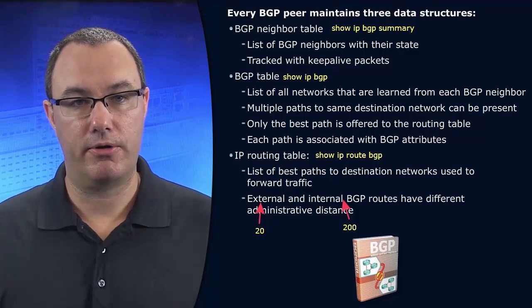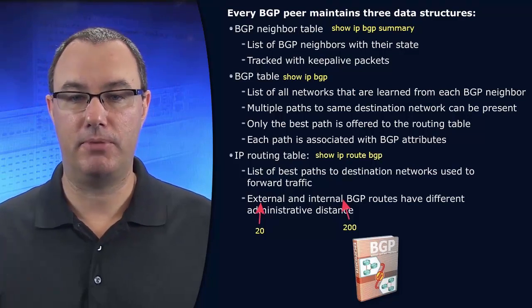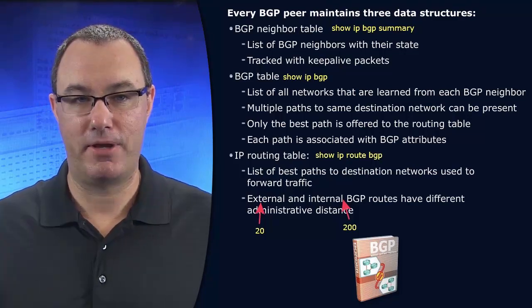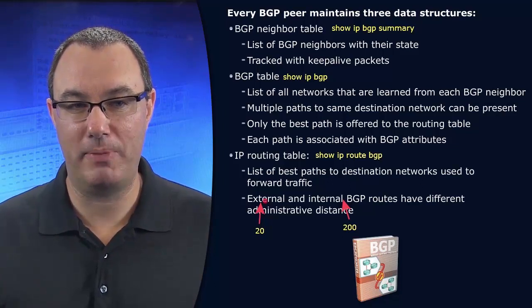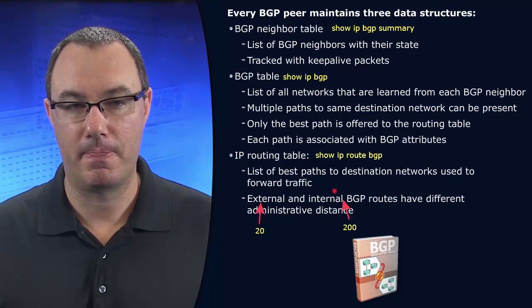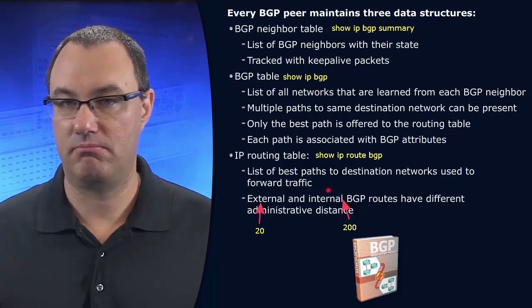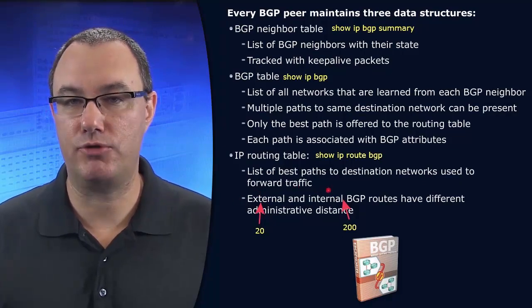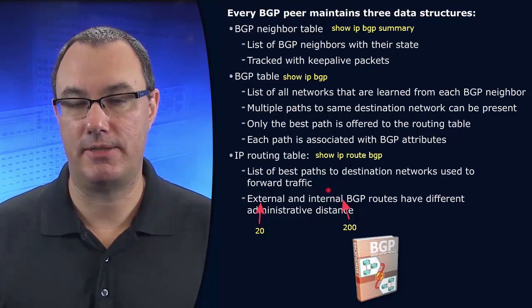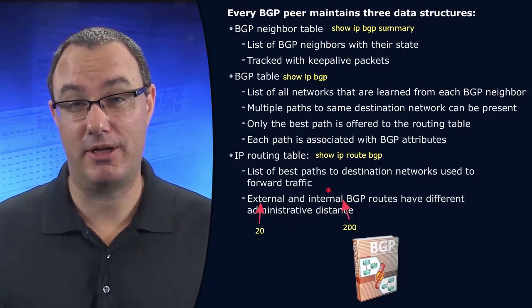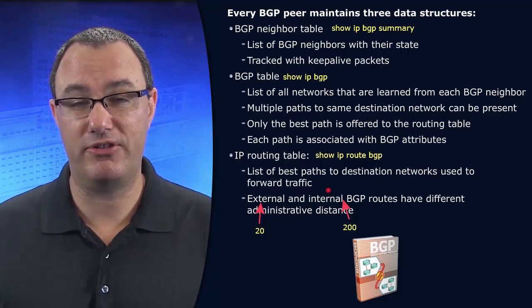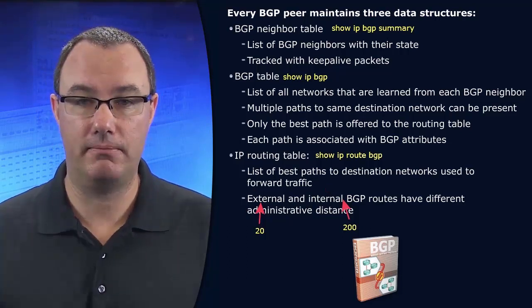So there are a lot of similarities between all routing protocols, but we see some big differences right here in terms of the fact that BGP keeps track of 2 different administrative distances. EIGRP does the same thing, by the way, but we see it less often with EIGRP.